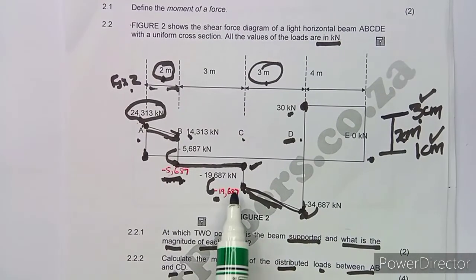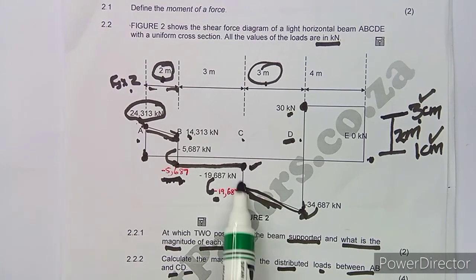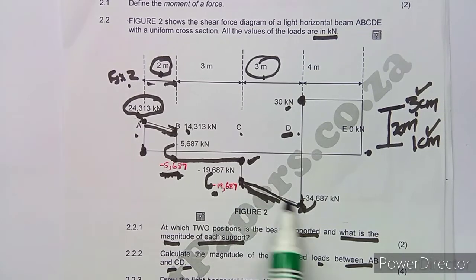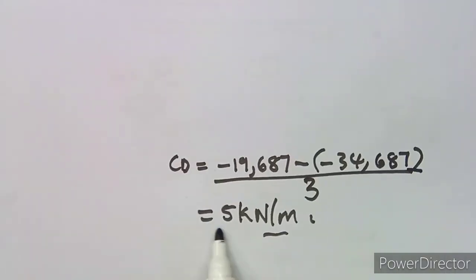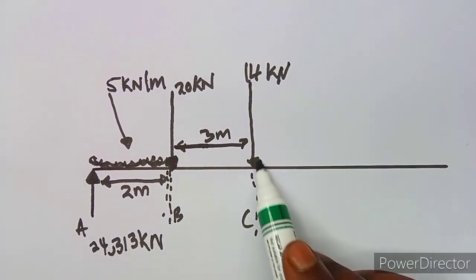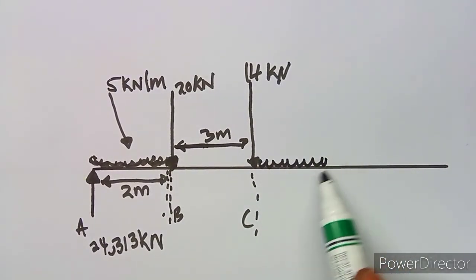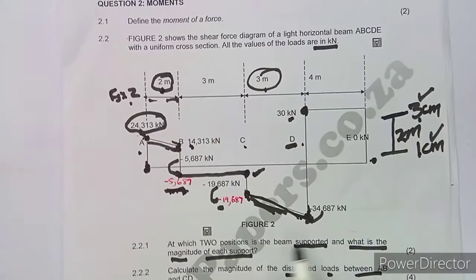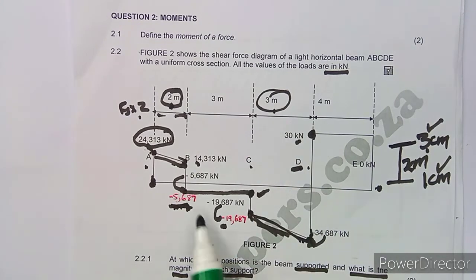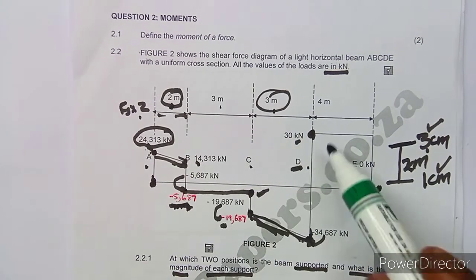All right, then C, this is it at C here. From C to D, there's a distributed load. Remember, there's a distributed load in between these 2 points, and we calculated this one. It was 5 kilonewton per meter between C and D. So you're just going to indicate this, a distributed load for a distance. What is the distance between C and D? Of 3 meters.